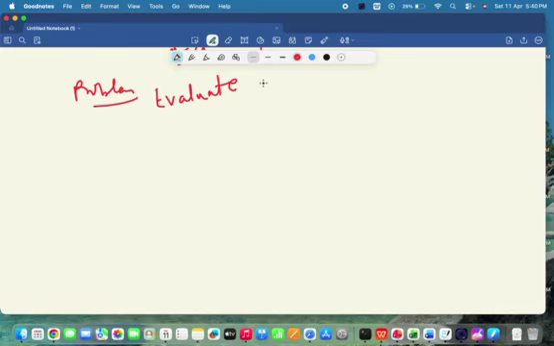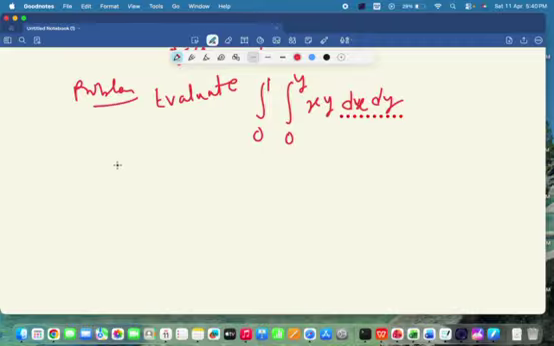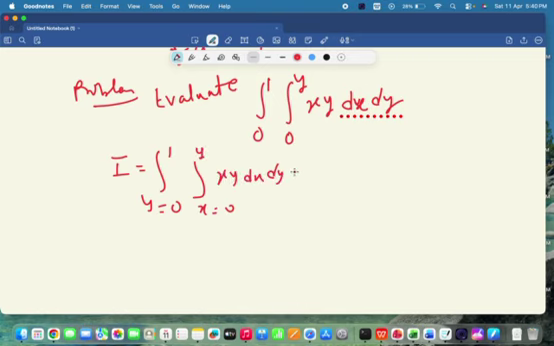Evaluate 0 to 1 and there is a limit 0 to y with the function xy dx dy. Okay, now again the limit is not given, but we know that if the limit is not given, we will just find the limit by ourselves. So I is equal to, here this is the y limit because it's a constant, and this function is in terms of y here, so it will be the limit of x, xy dx then dy.